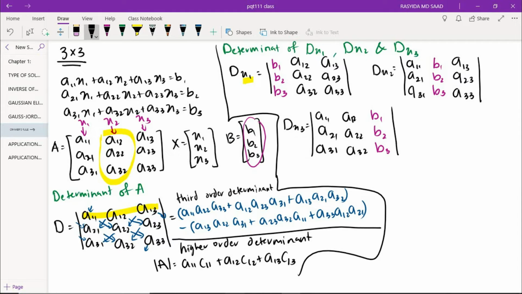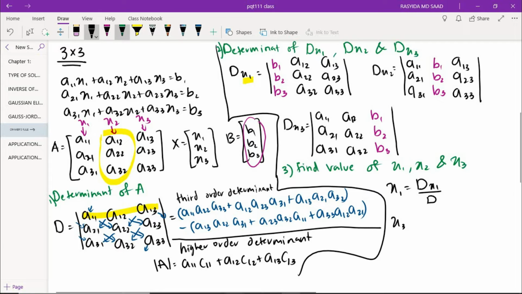After you find the determinants for these three, to find the values of x1, x2, and x3, x1 is equal to Dx1 over D, x2 is equal to Dx2 over D, and x3 will be equal to Dx3 over D. Then you will get your values of x1, x2, and x3.